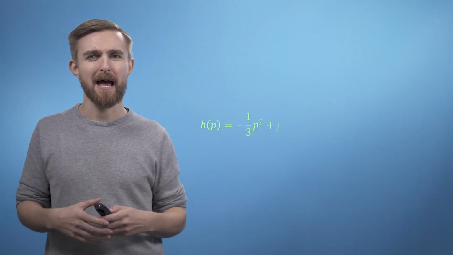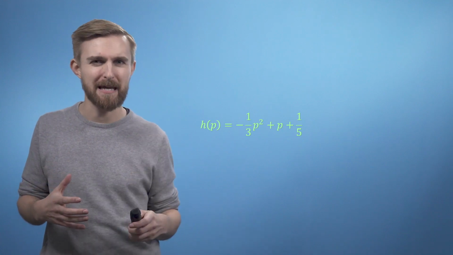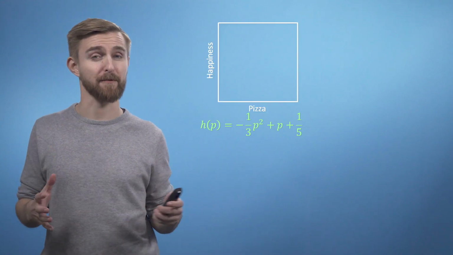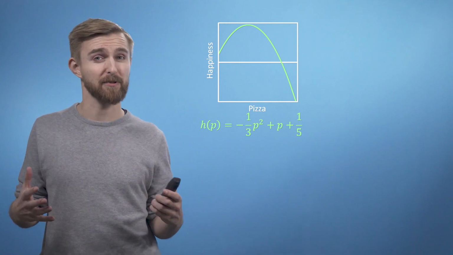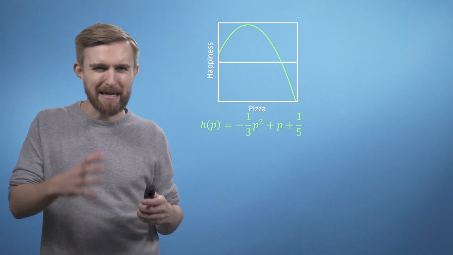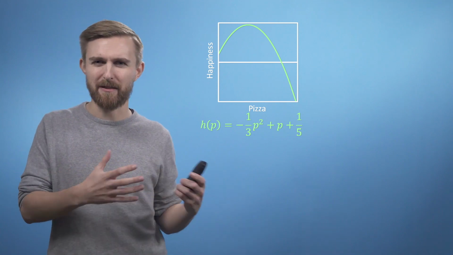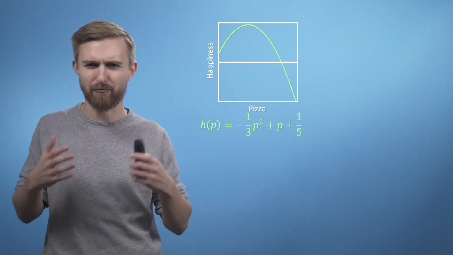So first I'm going to give you the function relating happiness and pizza, which has the following polynomial form. h of p equals minus a third p squared plus p plus 1 over 5, which is easily understandable from a plot. What we can see is that although without any pizza it's still possible to be happy in principle, my peak happiness is with about 1.5 pizzas. Any more pizza than this and I become less happy, and then beyond about 3 pizzas my happiness becomes rapidly negative.